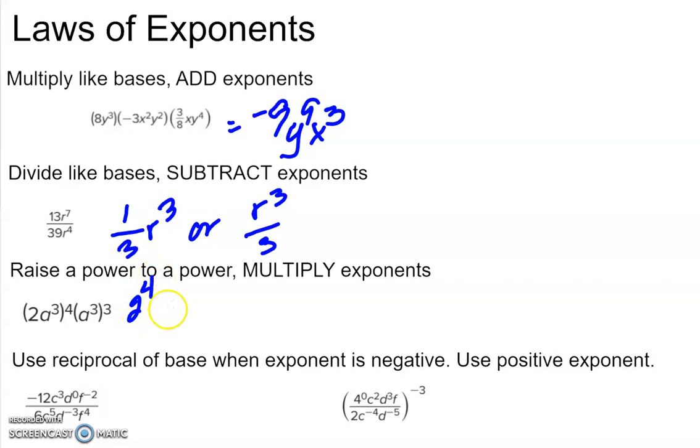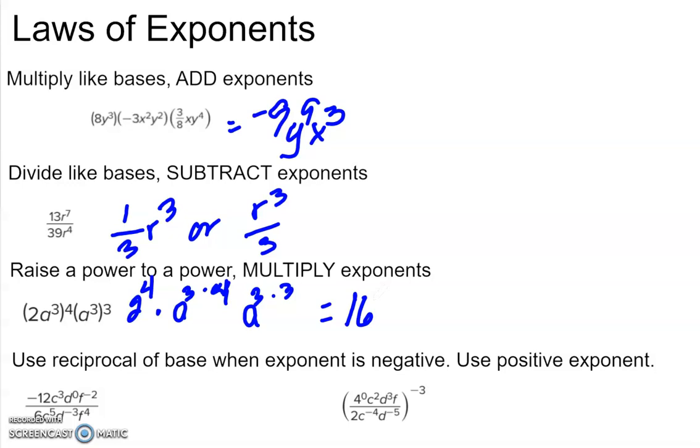I have a to the 3rd to the 4th power, which means I'm multiplying the exponents. And then I have a to the 3rd, multiplying that one by 3 because I have to raise that to the 3rd power. So when I simplify my answer, 2 to the 4th power is 16. A to the 3 raised to the 4th power is a to the 12th. And a cubed raised to the 3rd power is a to the 9th.